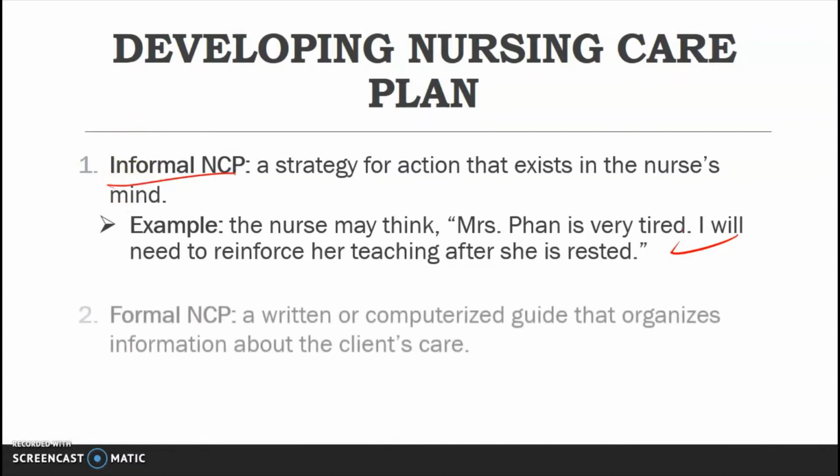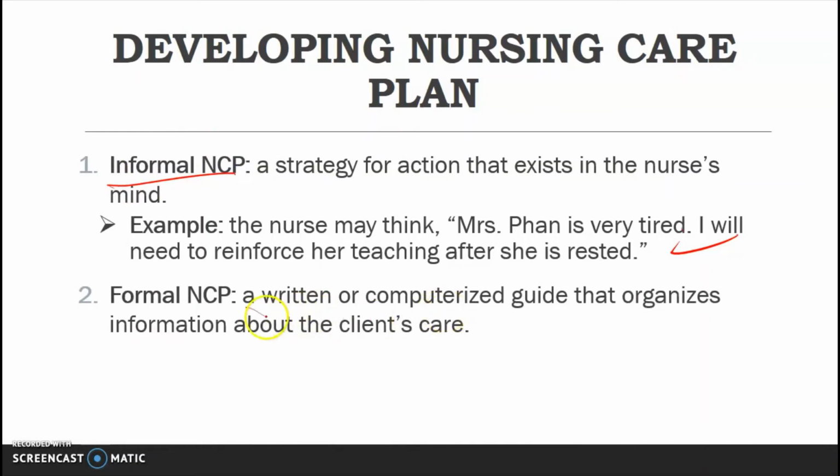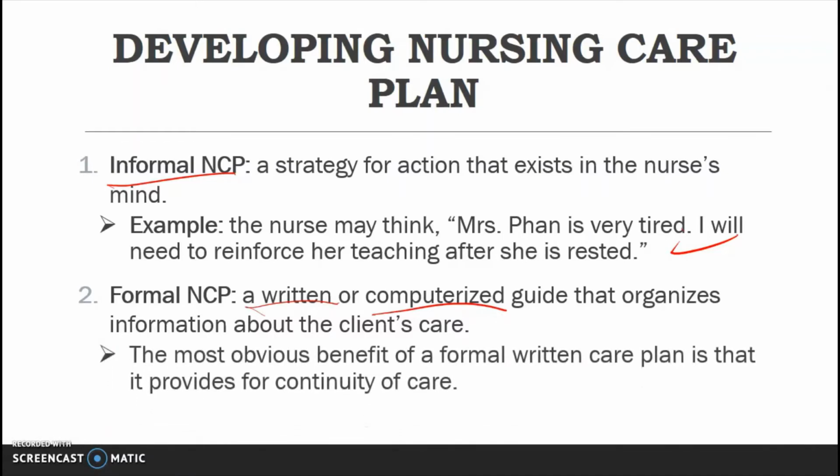The other type of nursing care plan is the formal nursing care plan, which is either a written or a computerized nursing care plan that organizes information about the client's care. Like for example, the most obvious benefit of a formal written care plan is that it provides for continuity of care because it is recorded. It can also serve as a means of communication between and among other healthcare professionals. Because it is recorded, anyone can actually read it. Any member of the healthcare team that's involved with the patient's interventions or management can read it, and they can also use that as a guide for them to deliver nursing care.